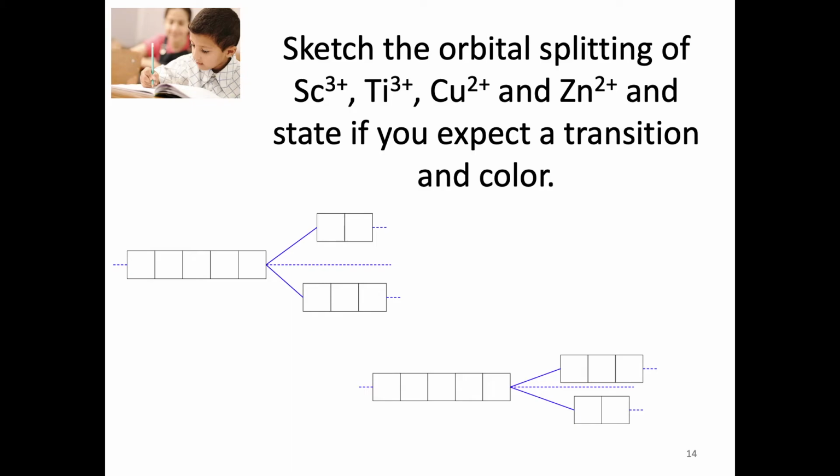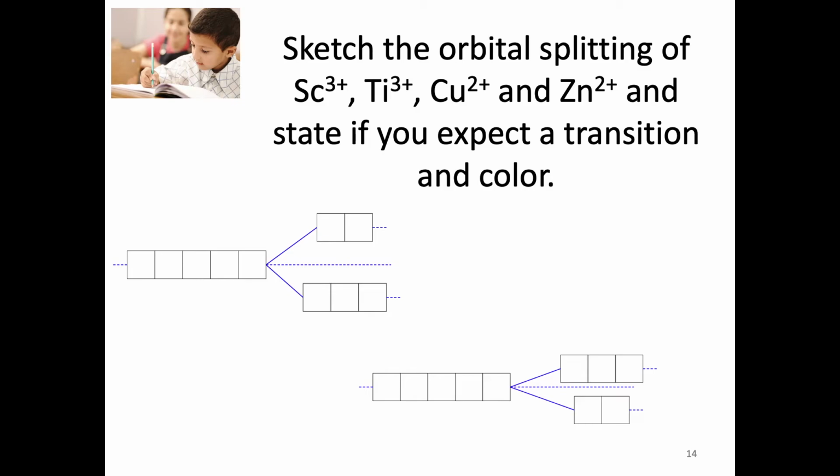And what we're going to do after that, after you sketch them, is we're going to see which of these we expect to have a transition and which of those then would give us a color. So I'm going to sort of have you guess on those last two, because we haven't talked about that specifically yet. So take a few minutes to look at that and see if you can sketch out those splittings, and then see if you can predict what you think is going to have a configuration transition, and then what is going to cause color. And we'll talk about these here after the break.